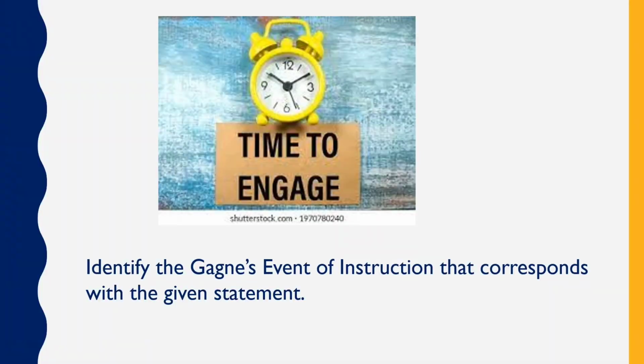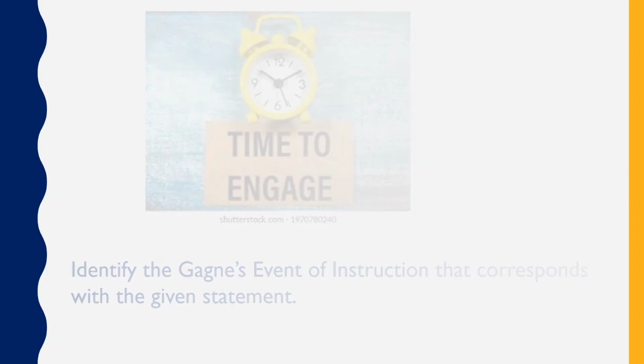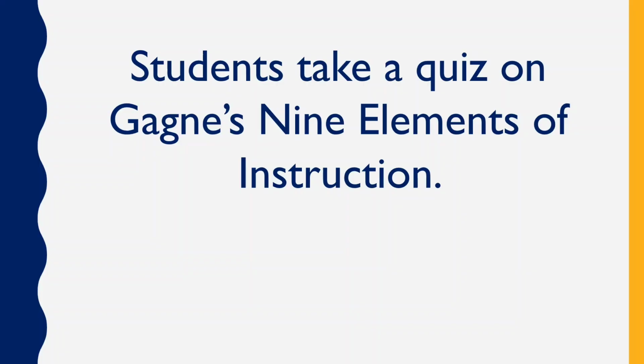Now, let's engage ourselves. Let's identify the Gagne's event of instruction that corresponds with each statement. Let's take a moment and read the statement. Once you've read the statement, identify Gagne's 9 events of instruction that corresponds with the statement. Students take a quiz on Gagne's 9 elements of instruction. Which of the 9 elements would this represent?